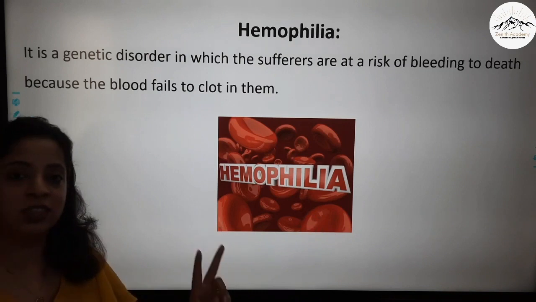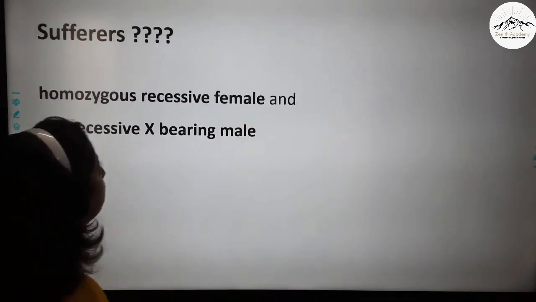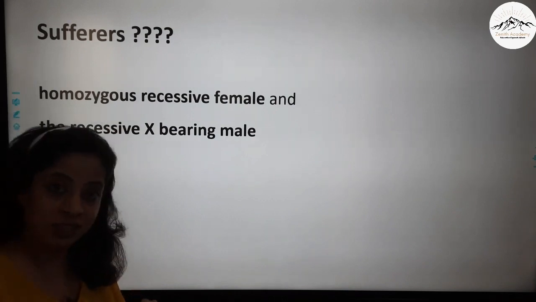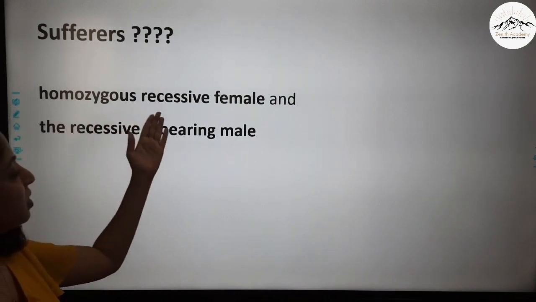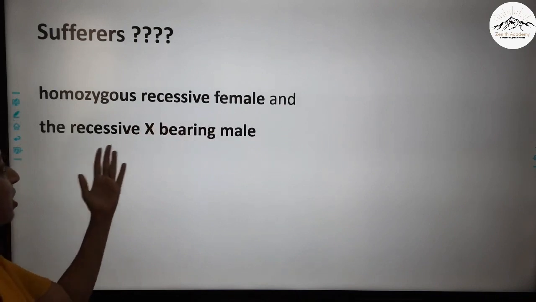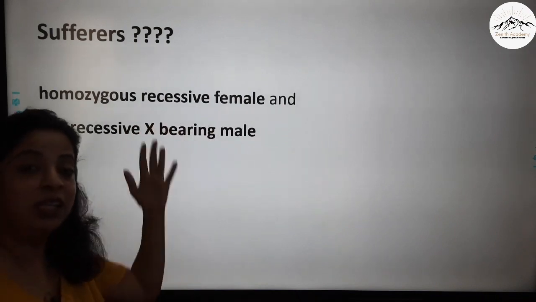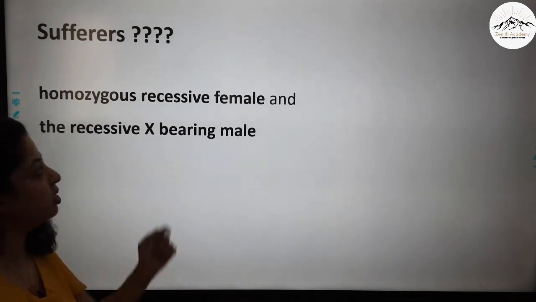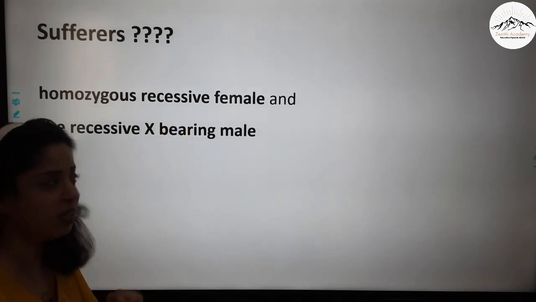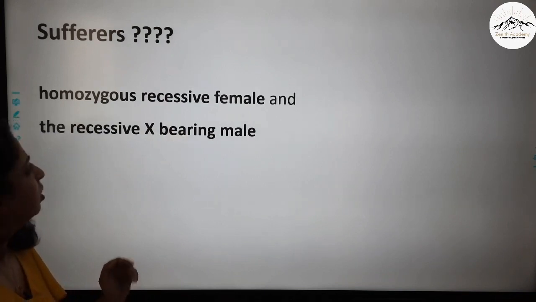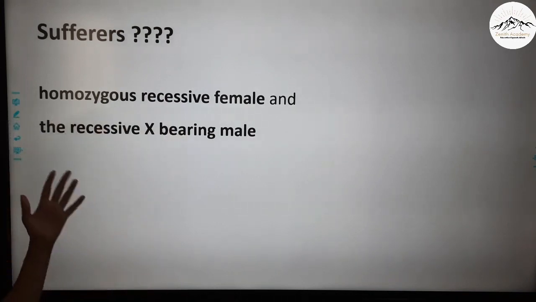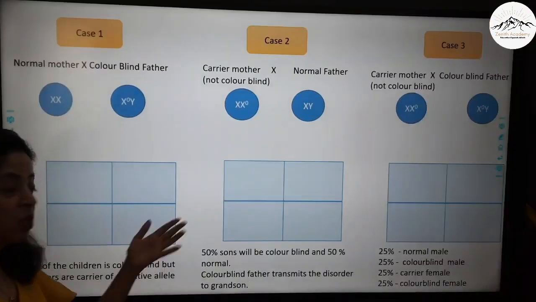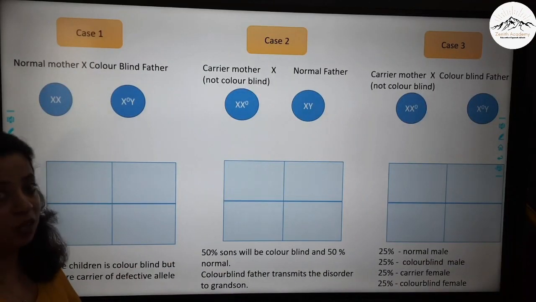So both these diseases we'll be talking about. Now children, who are the sufferers in this disease? Homozygous recessive female and the recessive X-bearing male. In these two also, most of the time it is the males who are the sufferers, and in very rare cases there are females. Okay. So what are homozygous recessive female and the recessive X-bearing male? Let us study. So here we are taking 3 cases of color blindness.